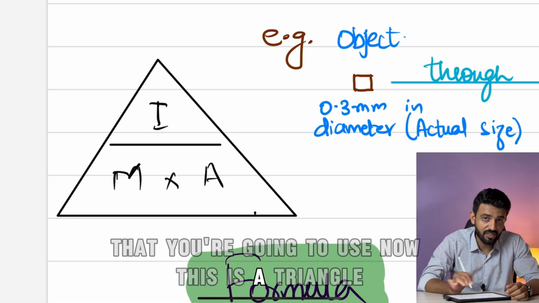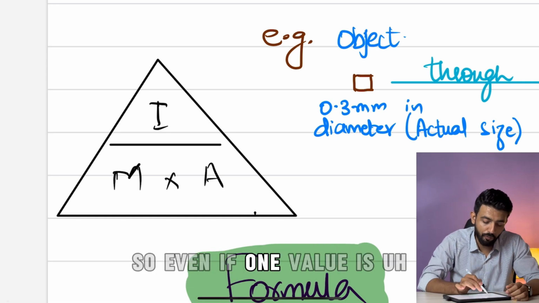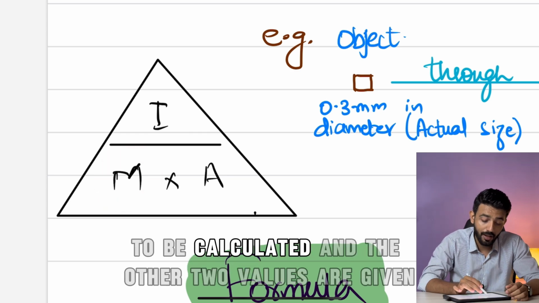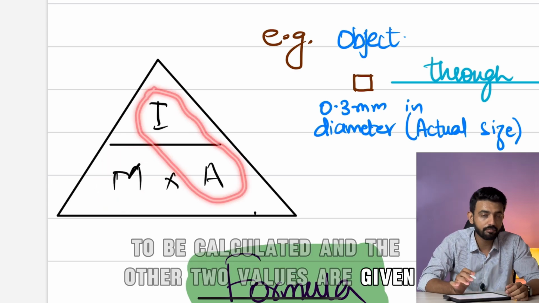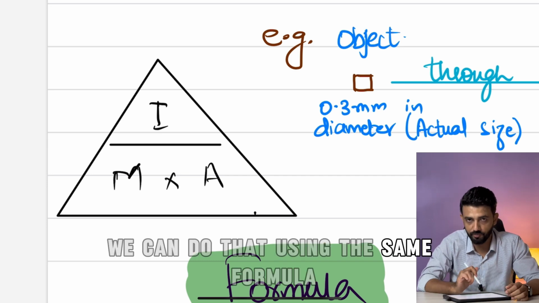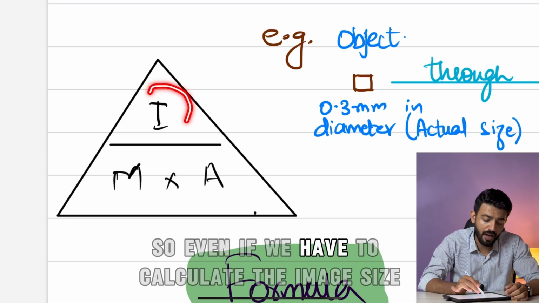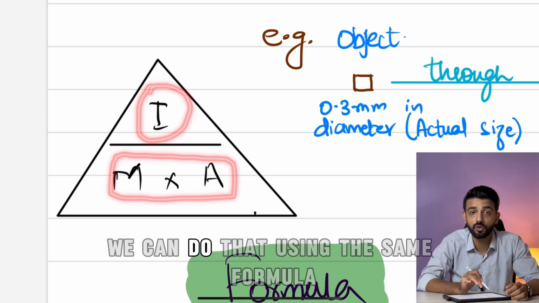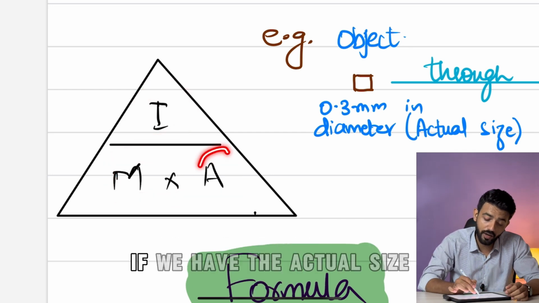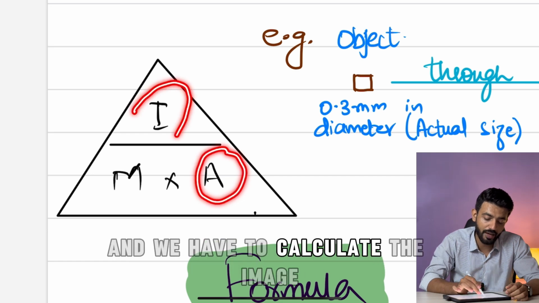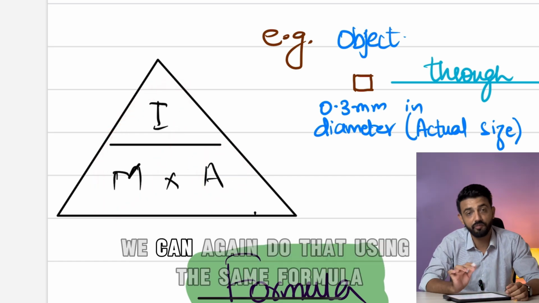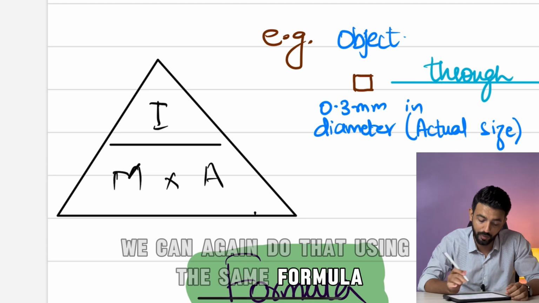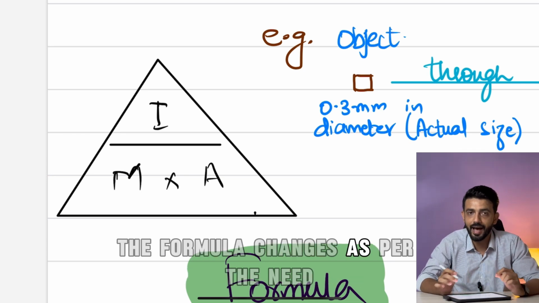Now this is a triangle, so even if one value is to be calculated and the other two values are given, we can do that using the same formula. So even if we have to calculate the image size while we have the magnification and the actual size, we can do that using the same formula. Or if we have the actual size and we have to calculate the image size and magnification, we can again do that using the same formula. The formula changes as per the need.